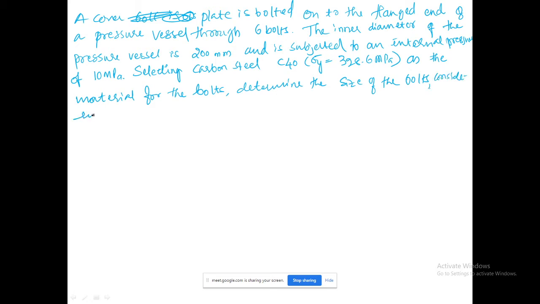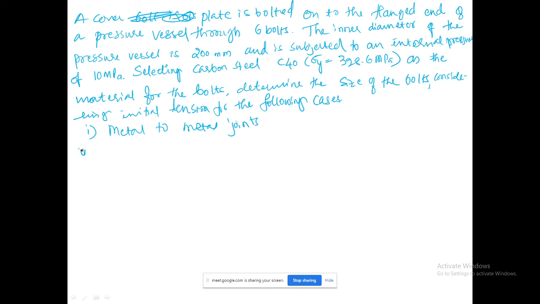Considering initial tension for the following cases. The first case, metal to metal joints. Second case, a copper gasket.